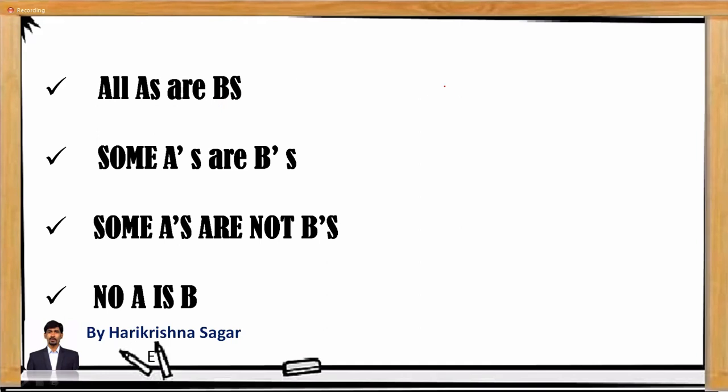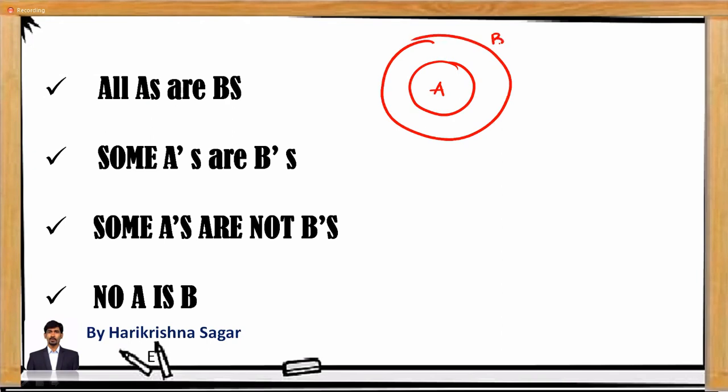All A's are B's means, if you assume this is A's, then all these A's are going to be B's. This is the meaning of all A's are B's. We can represent it like this. Some A's are B's. That means you can treat this as A's, some of these A's are going to be B's.